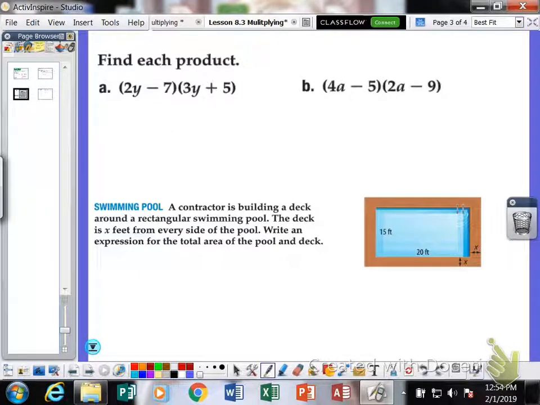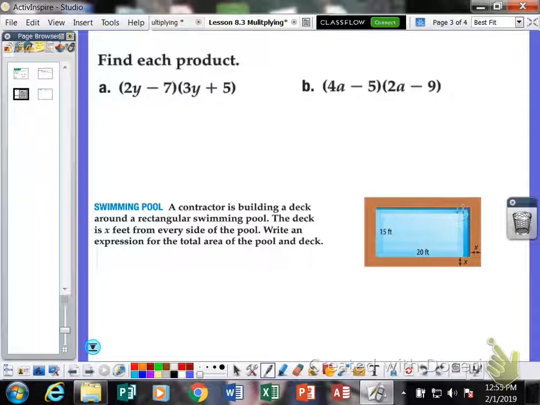So we're going to use the FOIL method here to solve these problems. Just to give you guys some more practice, this is the method that we want you guys to be using and practicing. So let's try it here. So we have 2y minus 7 times the quantity of 3y plus 5. So for using the FOIL method, first things first. We have our first terms. That's going to be F.